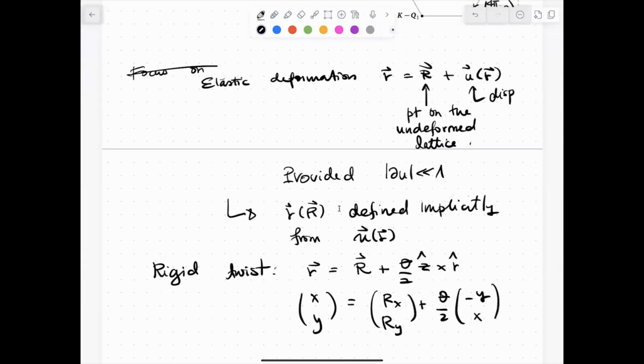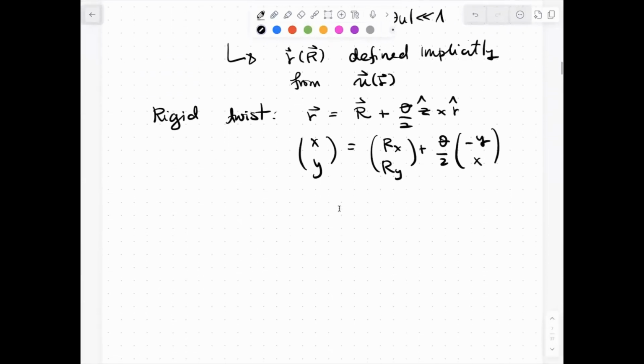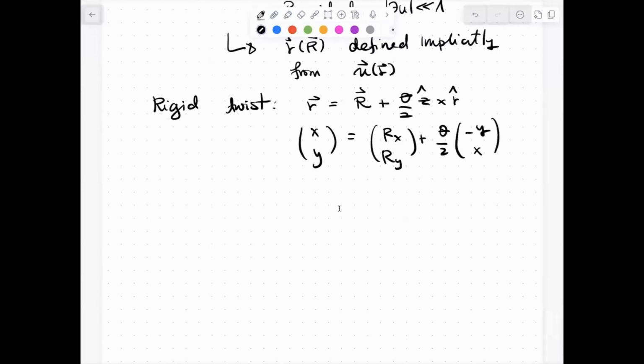Again, the derivative of this displacement is always going to be small because it's proportional to theta, which I'm assuming is a small number. But obviously R itself might not be small, right? It's not constrained. Okay, so the first thing that we need to do is rewrite the Dirac Hamiltonian in terms of these new coordinates. So we're going to transform the Dirac operators and Hamiltonian.